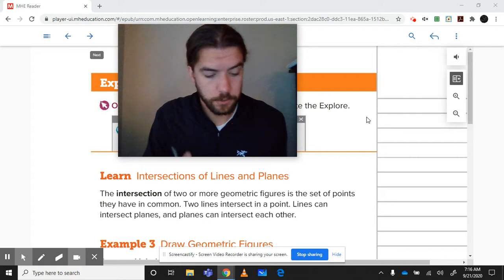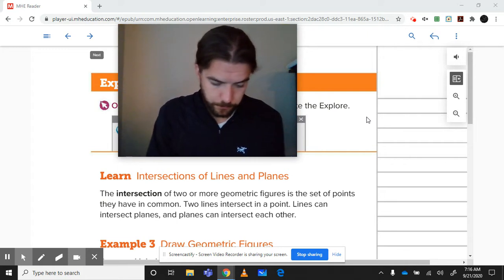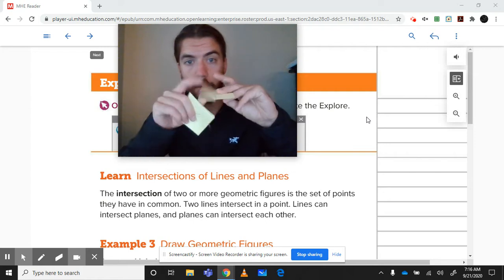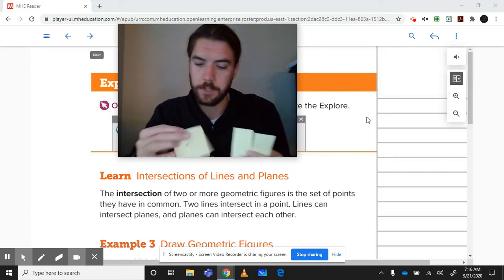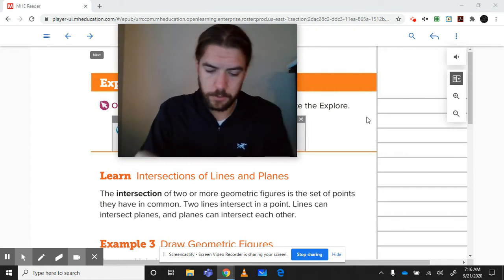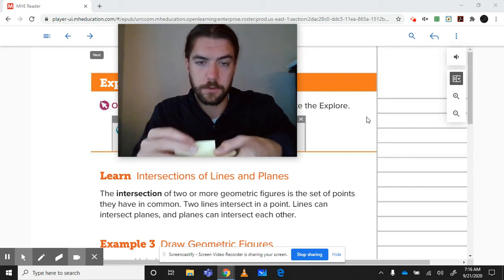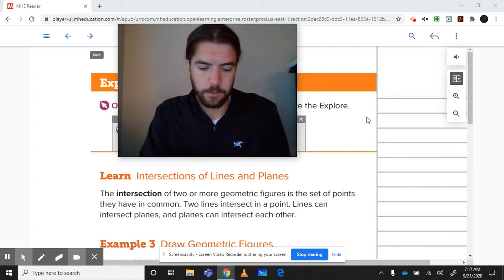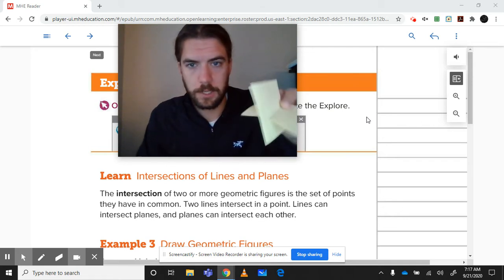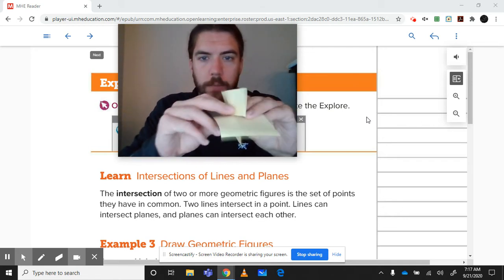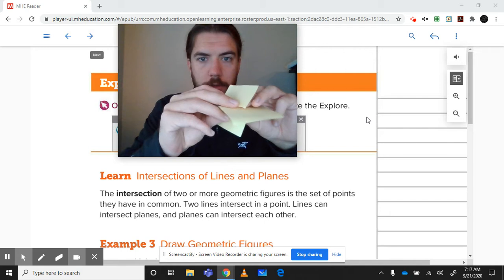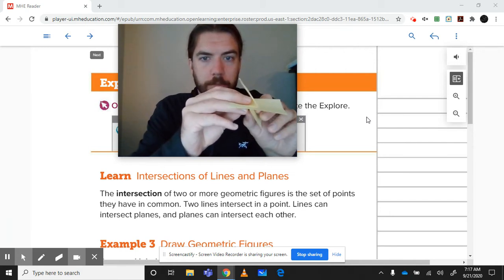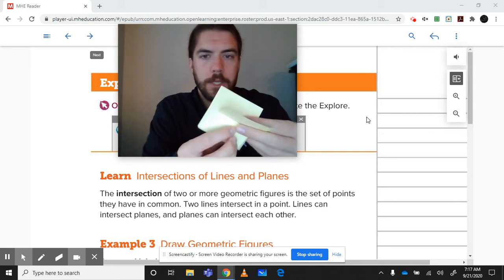Okay, what about the intersection of two planes? Well, let's take a couple Post-it notes here. So I've got one I kind of rip in half so I can slide a different one into it. Okay, so now the intersection of two planes, what do you predict that intersection is going to look like? Okay, so it looks something like that. Two planes, two flat sheets that are crossing over one another. Okay, what do we get?